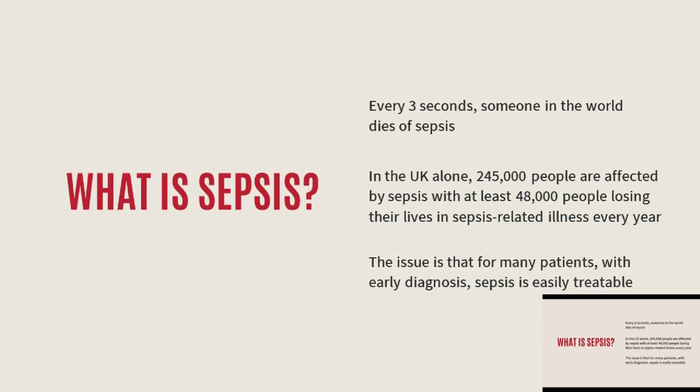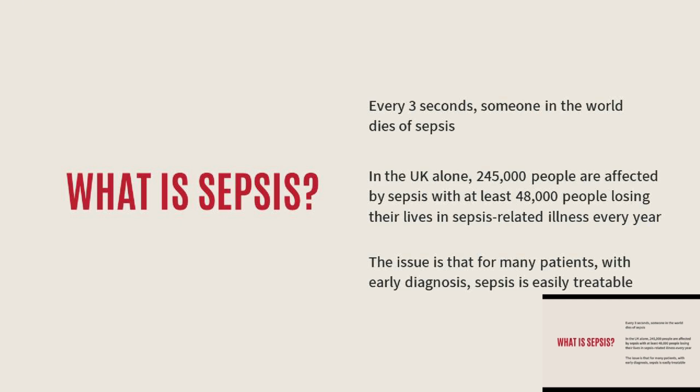So what is sepsis? Sepsis is a medical emergency, and it describes the body's systemic immunological response to an infectious process. And this response can lead to end-stage organ dysfunction and eventually death. Every 3 seconds, someone in the world dies of sepsis. Globally, sepsis claims 11 million lives a year. And in the UK alone, 250,000 people are affected by sepsis. And of this, 50,000 people lose their lives in sepsis-related illnesses every year.